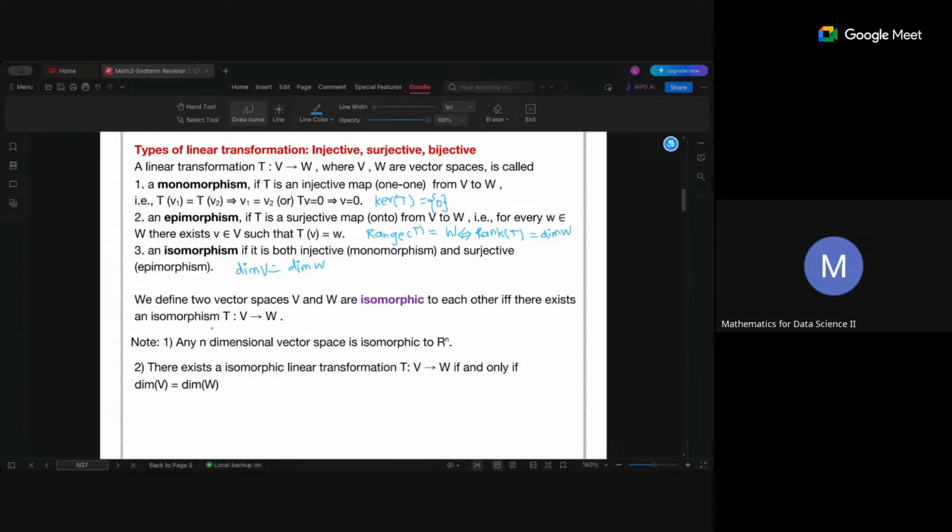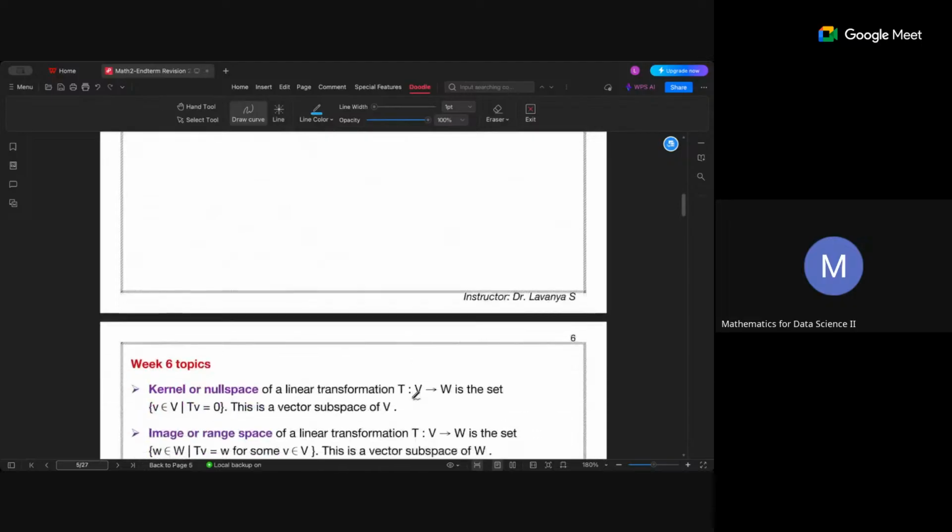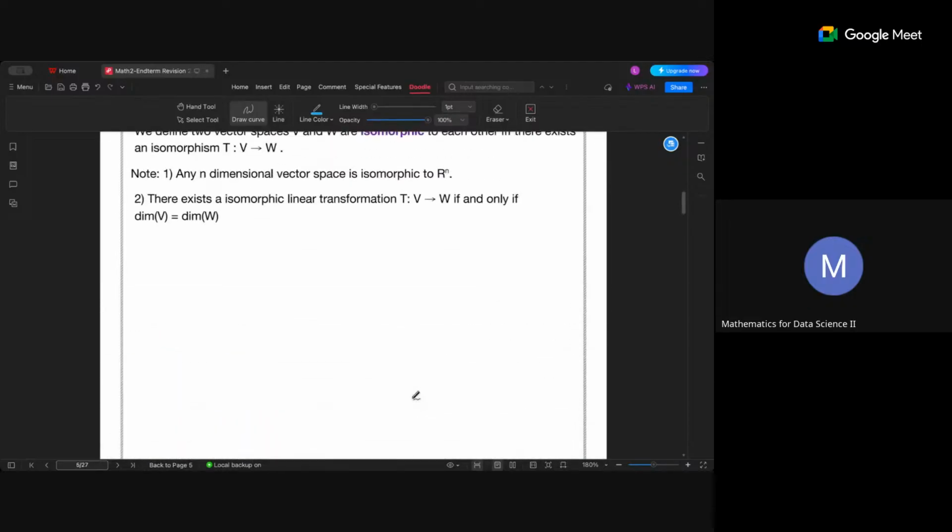Okay, so here are some things. Any n-dimensional vector space is isomorphic to R^n, and there exists an isomorphic linear transformation T from V to W if and only if the dimension of V is equal to the dimension of W. Ma'am, a question. If it is the other way around, just the dimension of V is equal to the dimension of W, is it necessary that the linear transformation will exist between both of them?